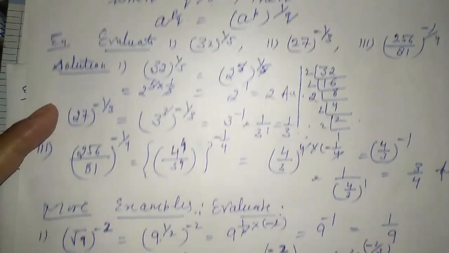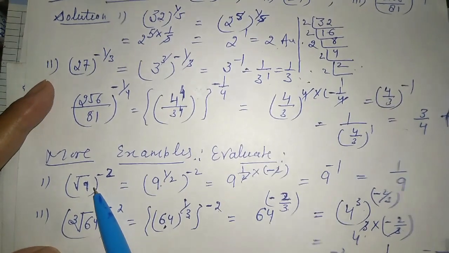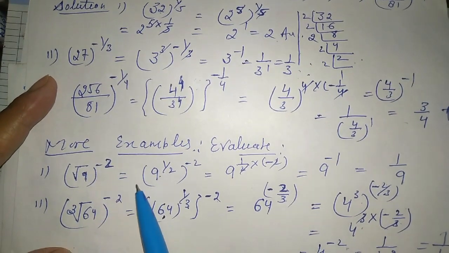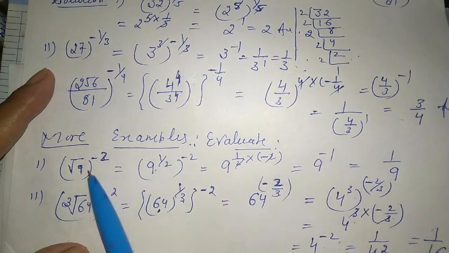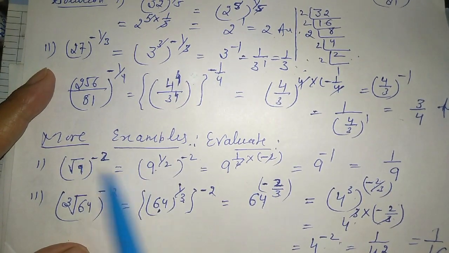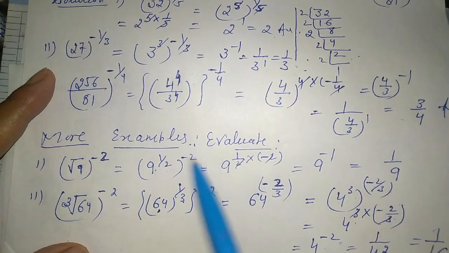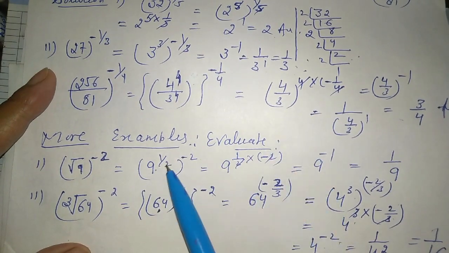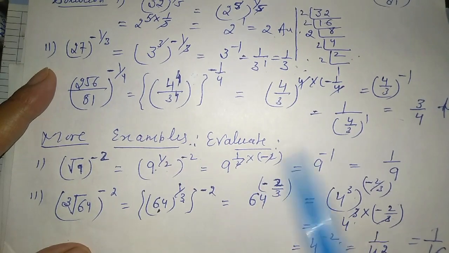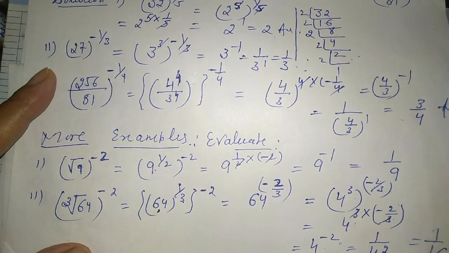So you can solve this. More examples on this. Root 9 to the power minus 2 is equal to 9 to the power half, to the power minus 2. Root 9 can be written as 9 to the power 1 upon 2, and the outside power is minus 2. So these two powers can be multiplied according to the law of exponents. So 2 can cancel, and 9 to the power minus 1 is equal to 1 upon 9.